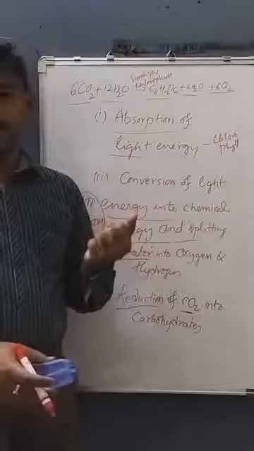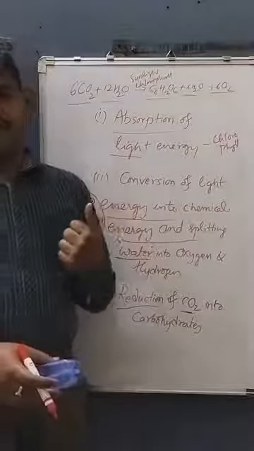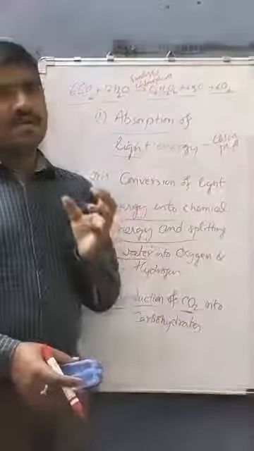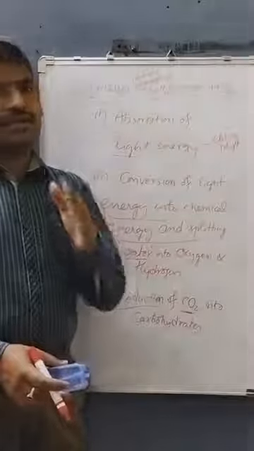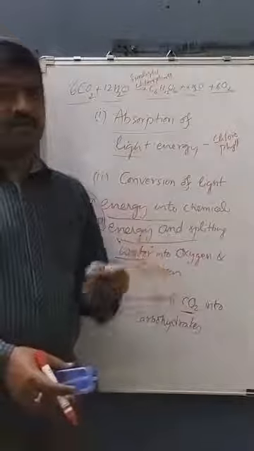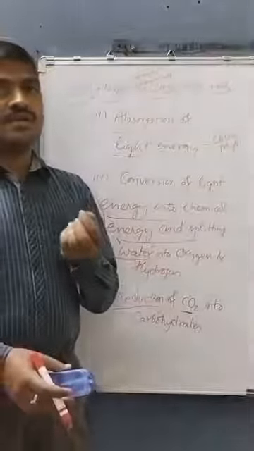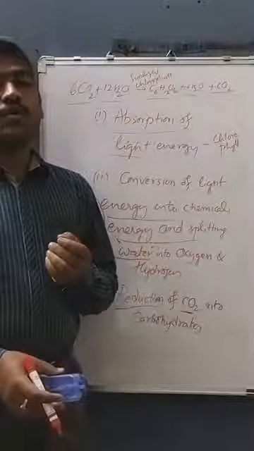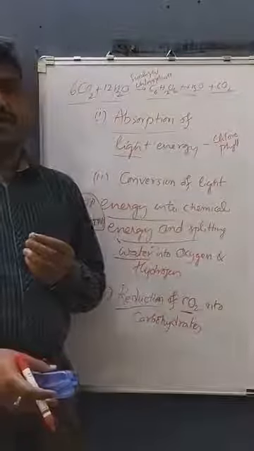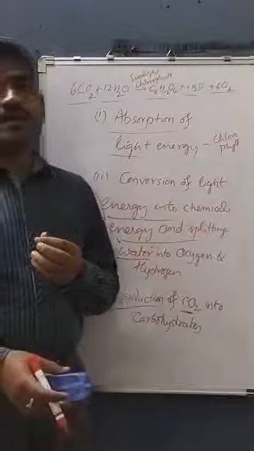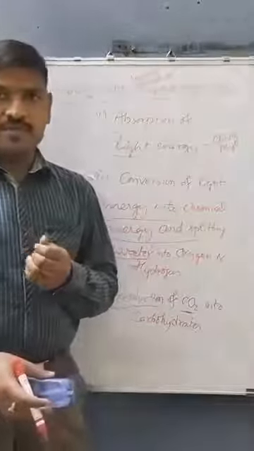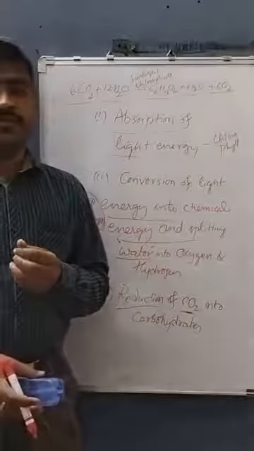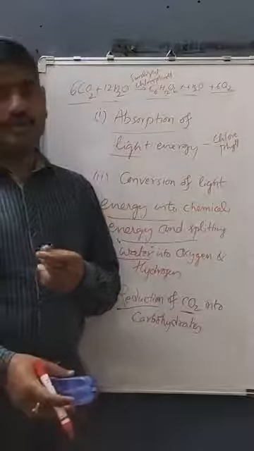Where is the chlorophyll present? Chlorophyll is present in the green dots. If you take a leaf and cut its cross section, you can see the green dots under the microscope. These green dots are called chloroplasts. In class 9 you have learned already. Chloroplasts are a type of plastids that contain green color pigments, so they are called chloroplasts.